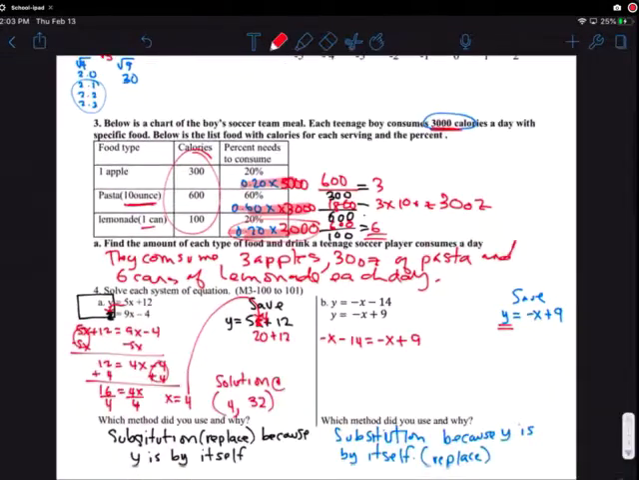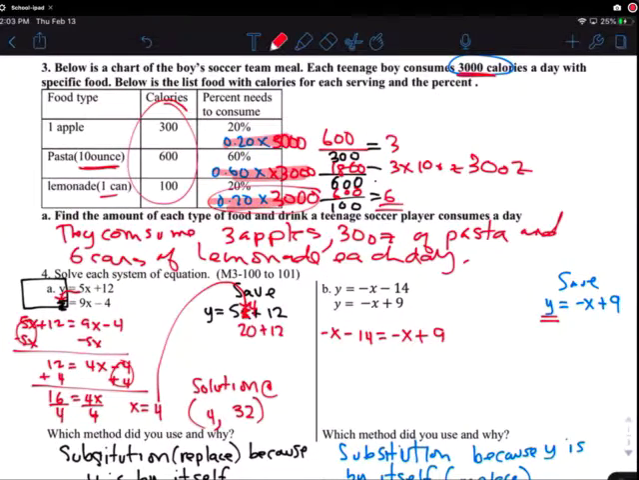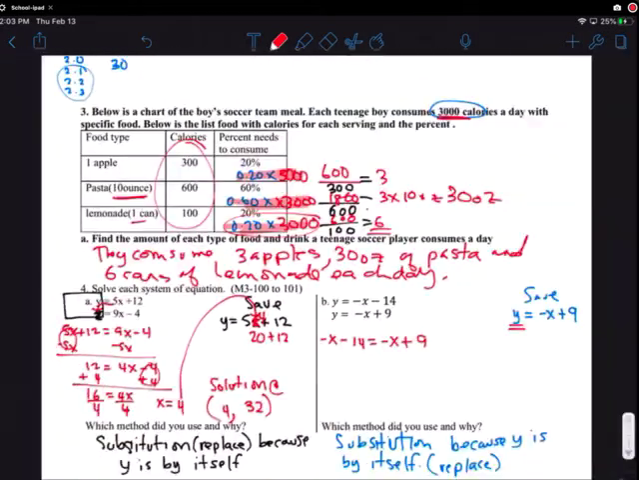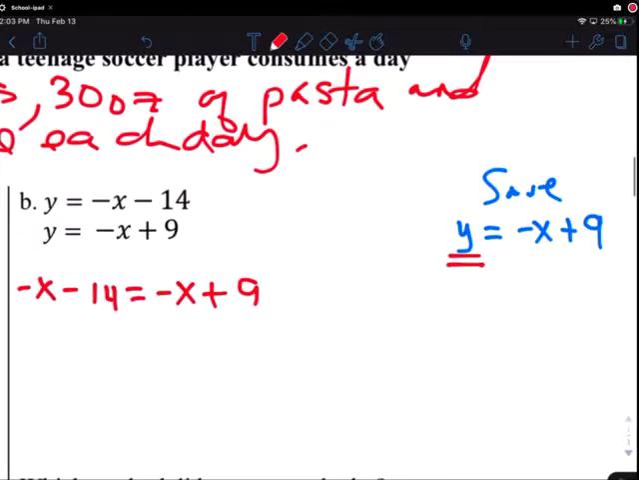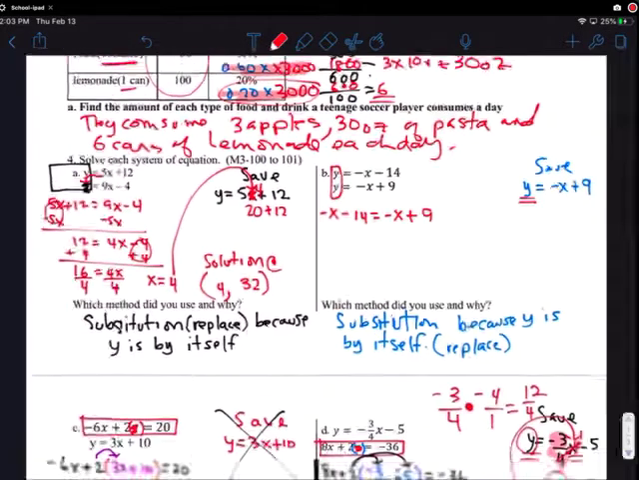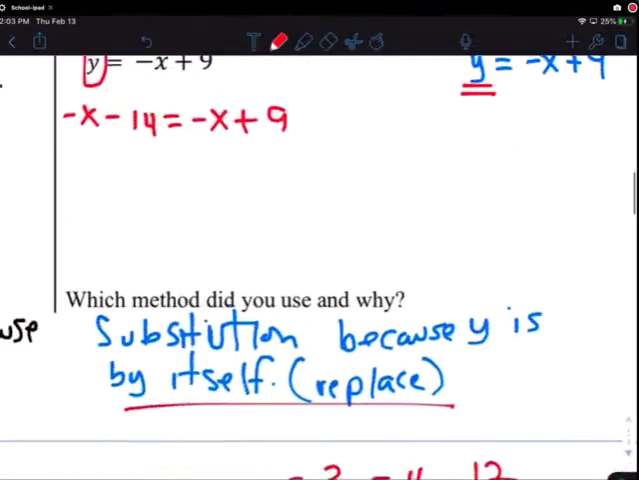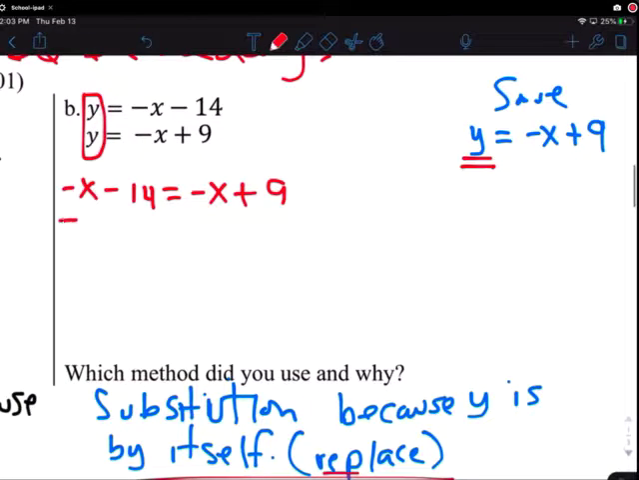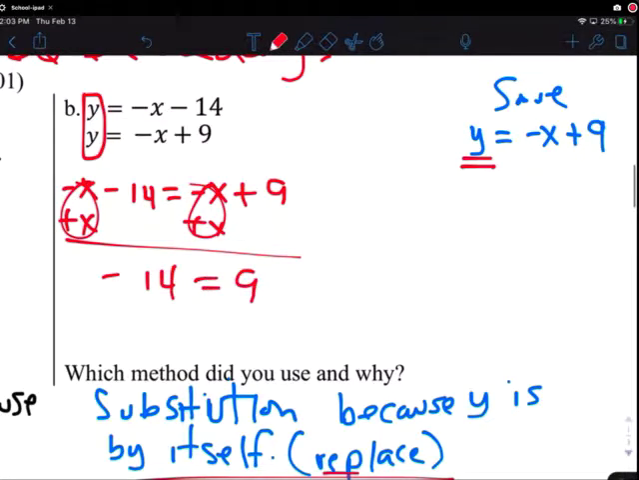Okay, and then we did this here. Substitute. Here we substitute also because y is by itself, so make sure you know how to explain it. Substitute means to replace. So you add x to both sides. You get 0 here, 0 here. -14 does not equal 9. So this is a no solution graph.